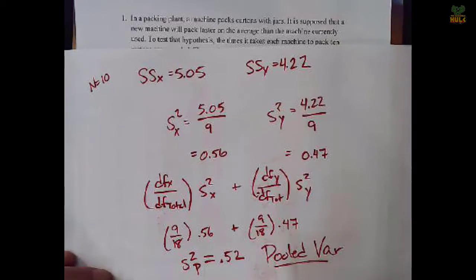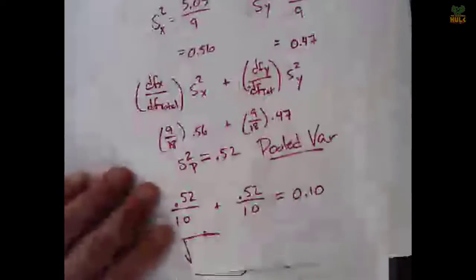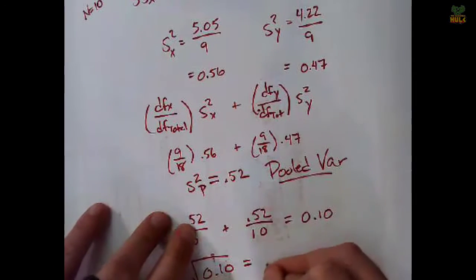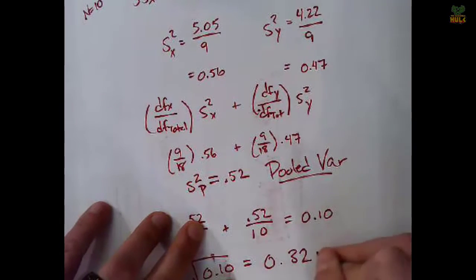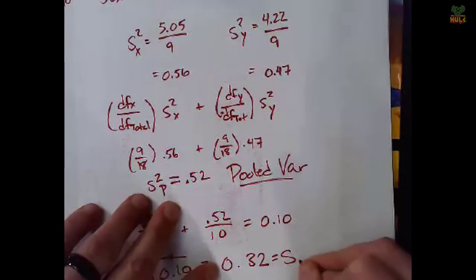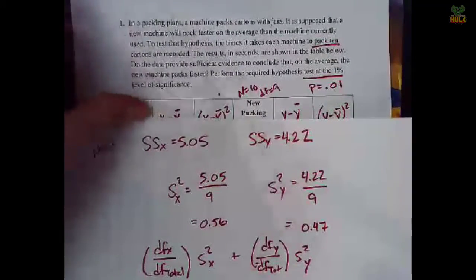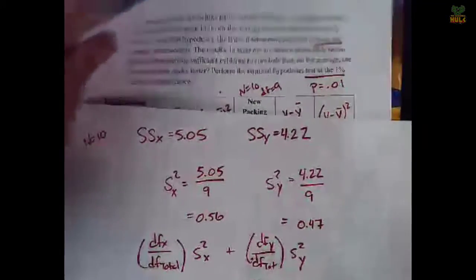Now, the last step in creating standard error of the difference is to take the square root of that value. So the square root of 0.10 gives you 0.32, and that is our standard error of the difference. All right, so now that we have that, we can calculate our test statistic. We can skip ahead to that page that told us it wanted us to do that anyway. Okay, so here we are, calculate the test statistic.